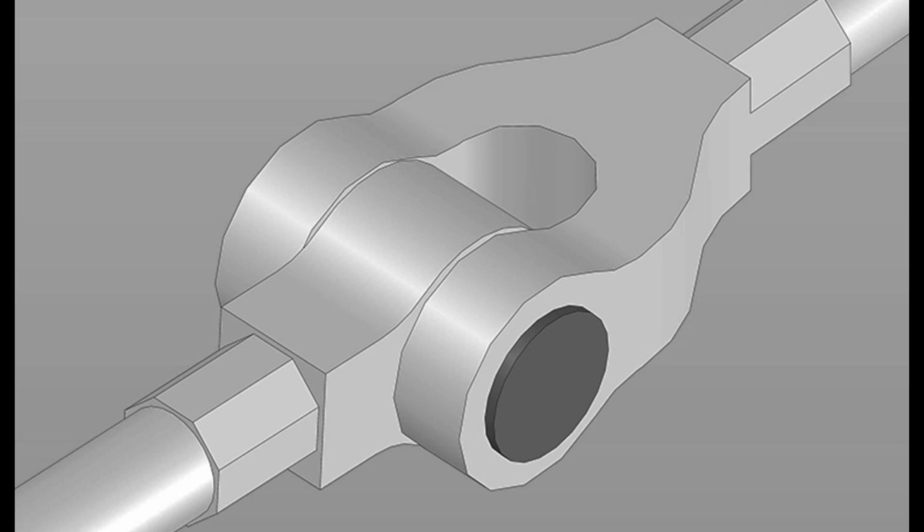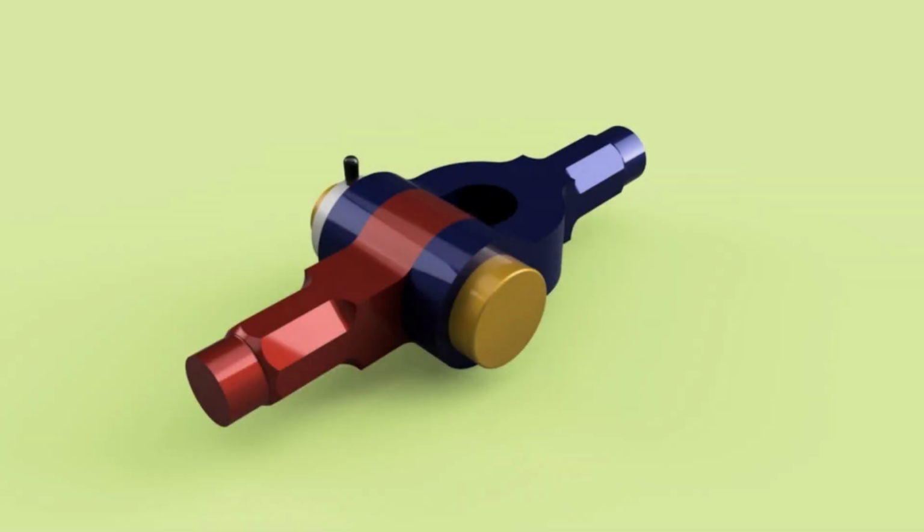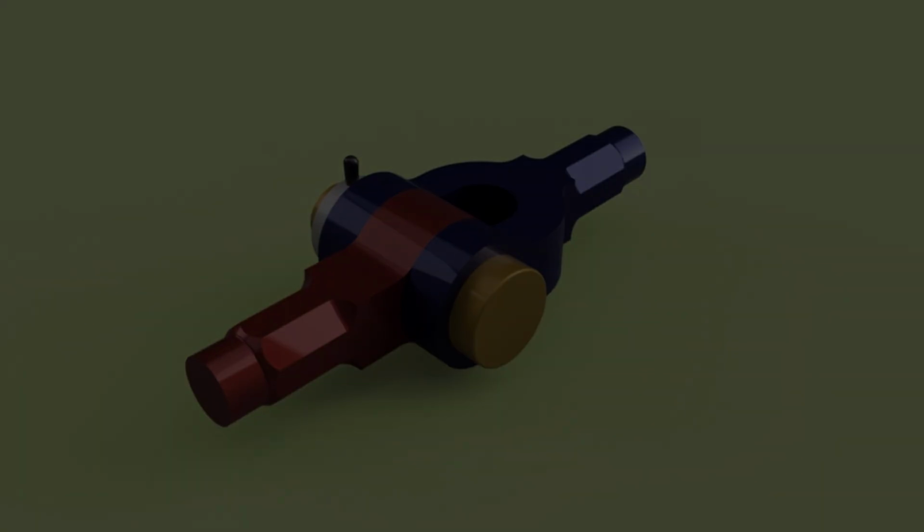It is commonly used in applications such as linkages in machineries, structural members, and automotive systems. The main components of a knuckle joint are eye, fork, knuckle pin, collar, and taper pin. The features of knuckle joints are as follows: angular movement, easy assembly and disassembly, and use under maximum tensile load.